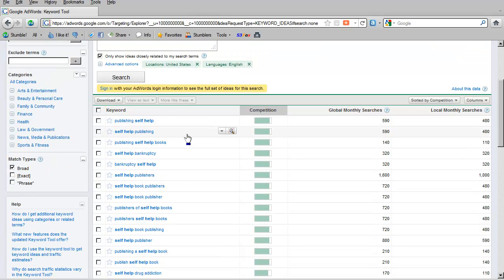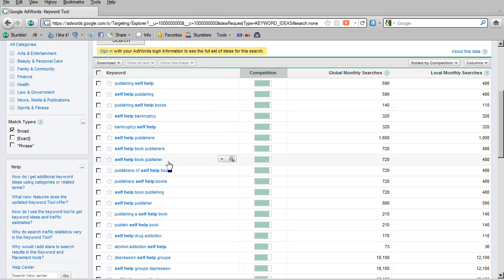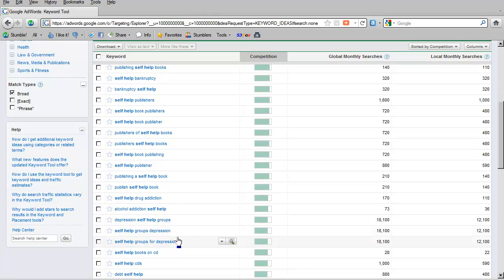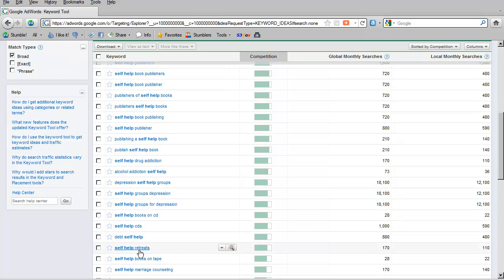Publishing self-help, self-help publishing, publishing self-help books, self-help bankruptcy. Bankruptcy is another huge topic you could choose as a niche that I hadn't thought about. That's why I like looking at some of the general terms too, because sometimes it'll give you some ideas for niche selections. Self-help drug addiction. Drug addiction is a big niche, something you might think about. Alcohol addiction, depression. Those are some sub-niches that you might think about targeting with your site, rather than going general with self-help.